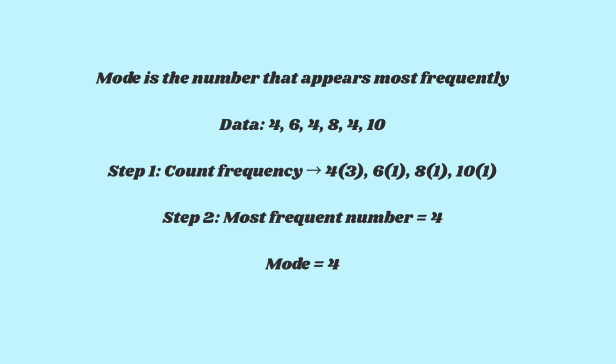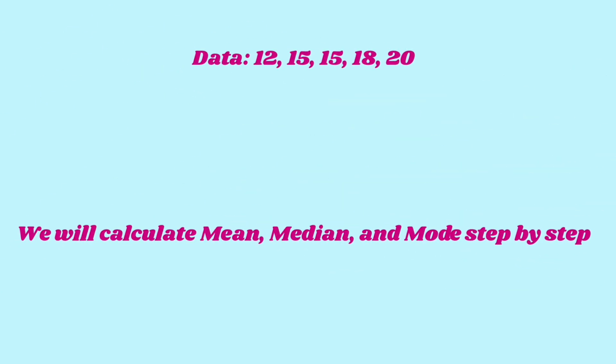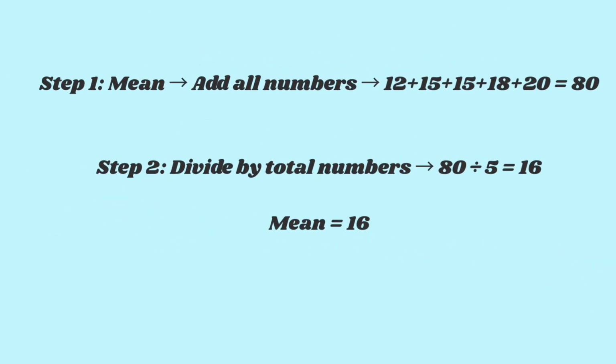Next, the data set given is 12, 15, 15, 18 and 20. So we will calculate the mean, median and mode step by step. How to calculate the mean? Step 1 is add all the numbers. 12 plus 15 plus 15 plus 18 plus 20. Total is 80. Now step 2 is divide by total numbers. So 80 divided by 5. So the mean is 16.